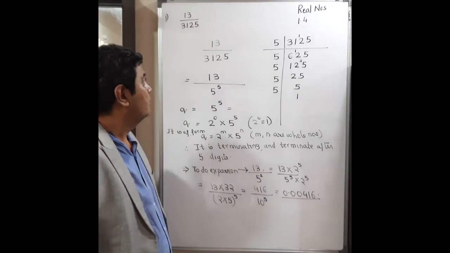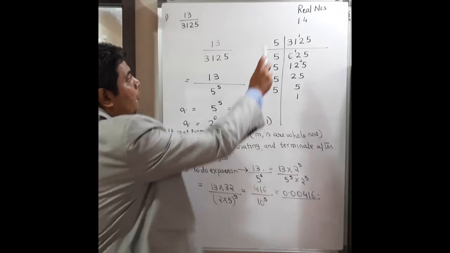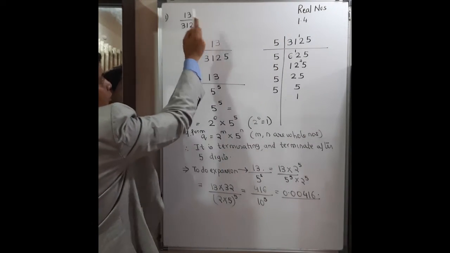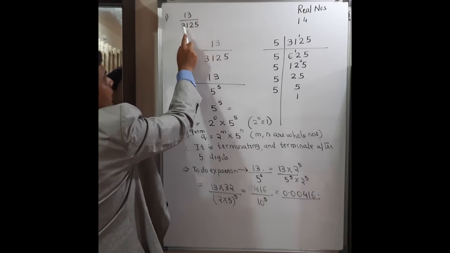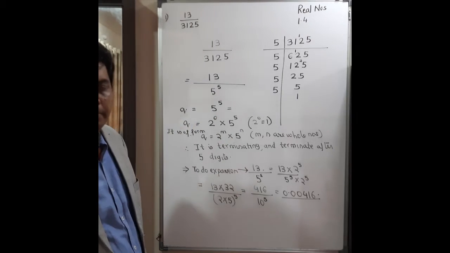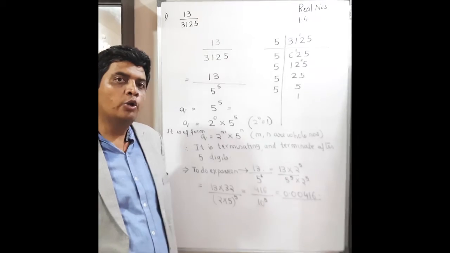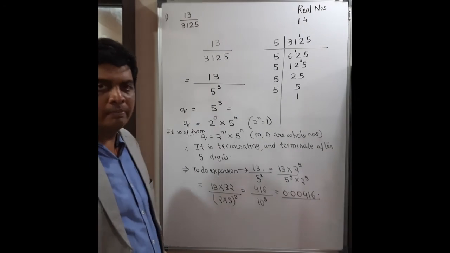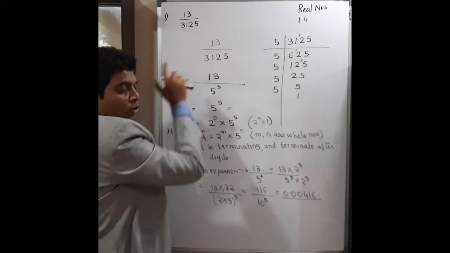Let us now consider the first sum of exercise 1.4. What is given? You have to find whether 13 upon 3125 will be a terminating or a non-terminating but repeating decimal expansion. So what is the method? This is of the form p upon q.